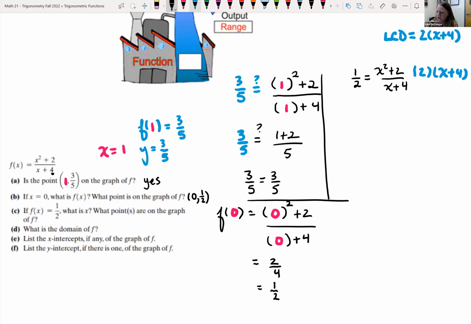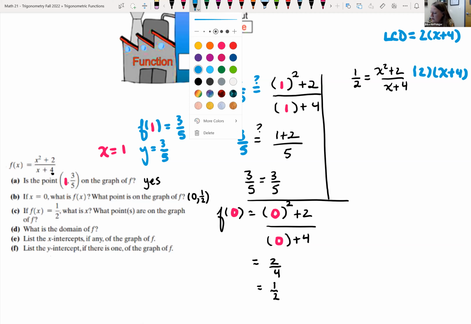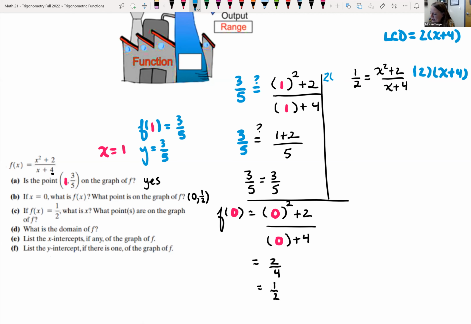So I'm multiplying 2 times x plus 4 on both sides of my equation. And once I do that, notice that factors cancel. And we no longer have any denominators left other than 1. So distributing 1 to x plus 4, we get back x plus 4 is equal to, well, x plus 4 is canceled, but we're left with 2 times the quantity x squared plus 2. So distributing our 2, we get 2x squared plus 4.